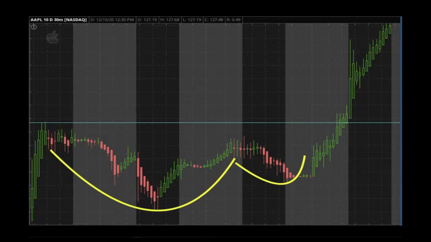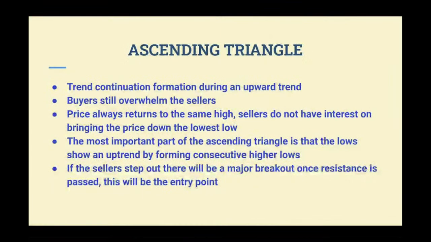Well, I'm showing the chart, so what is to the right here, it's the entry point. Okay, so ascending triangle. Let me see.